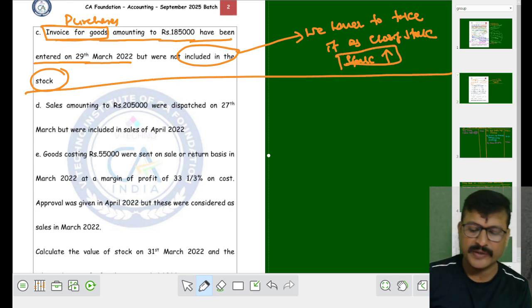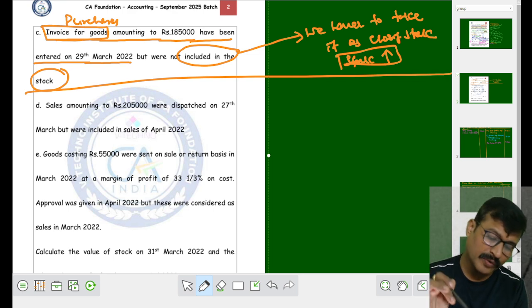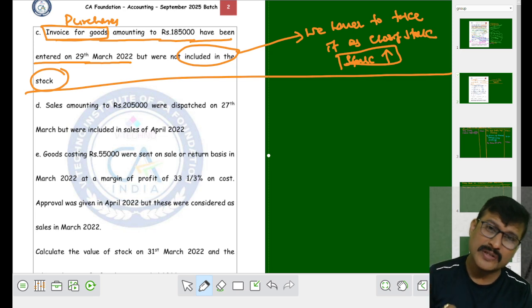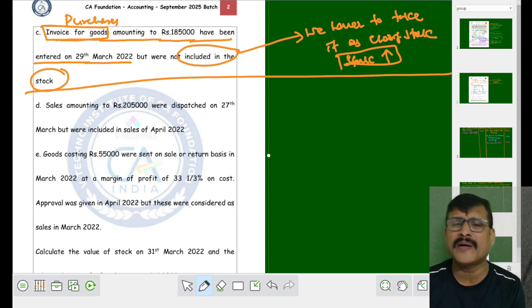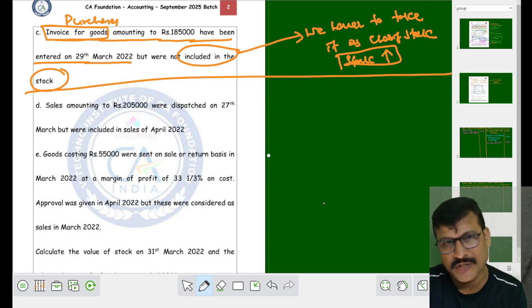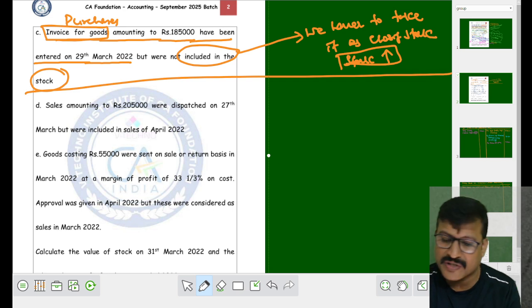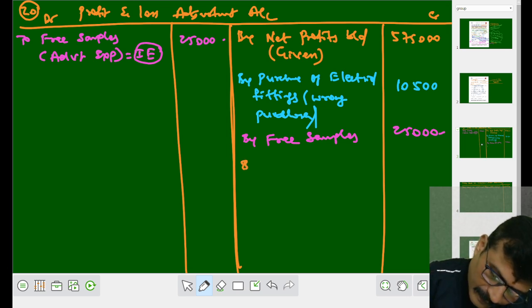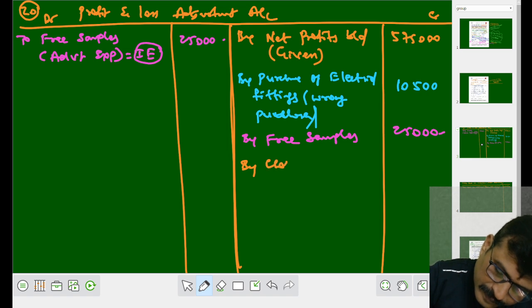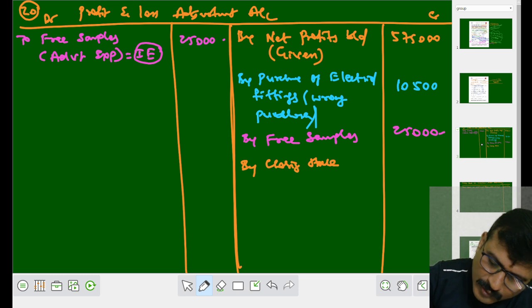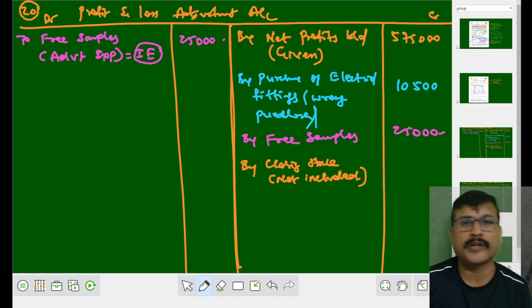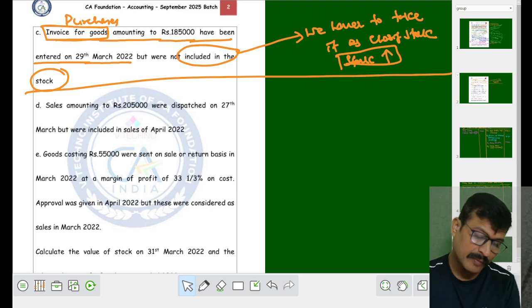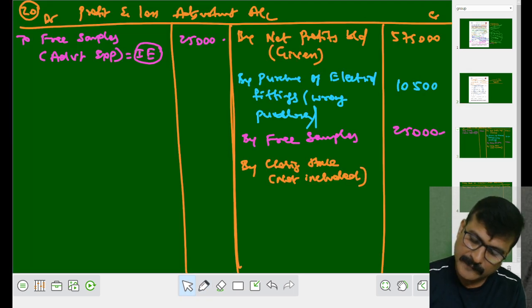Did you understand, my dear student? We have received the goods, entered in the books, but not included in the stock. Then what we have to do? We have to record it as a closing stock. When you are recording it as a closing stock, your closing stock will obviously increase, right? So it comes in two times. One, where we have to take by closing stock not included. How much it is? An amount of rupees 1,85,000.